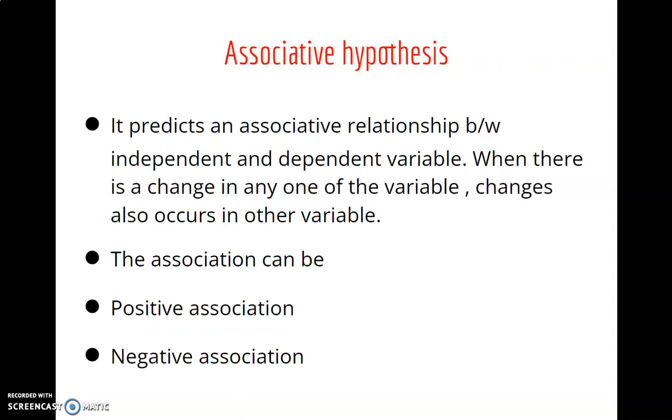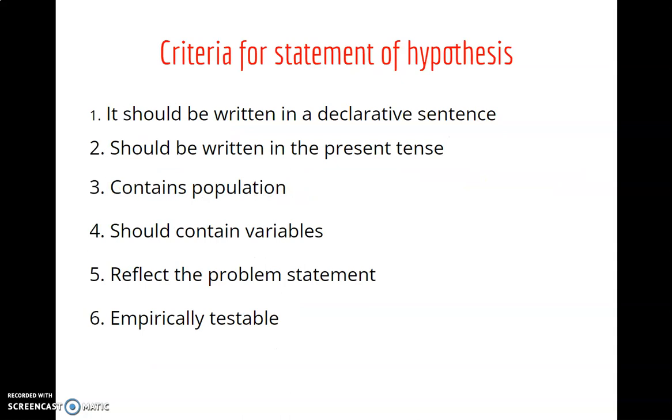So we have discussed the types, simple and complex, null or statistical hypothesis, and research or alternative hypothesis, directional and non-directional, causal and associative hypothesis. We will move on to the criteria for statement of hypothesis. So how you should write hypothesis.